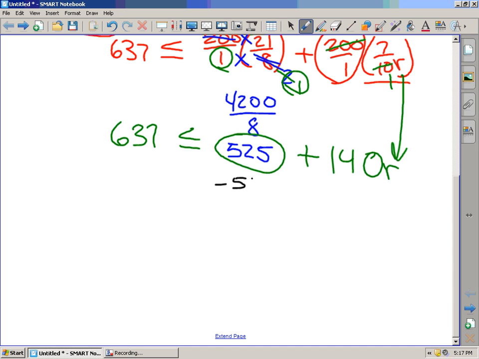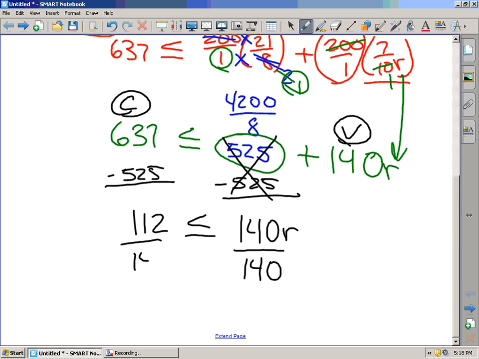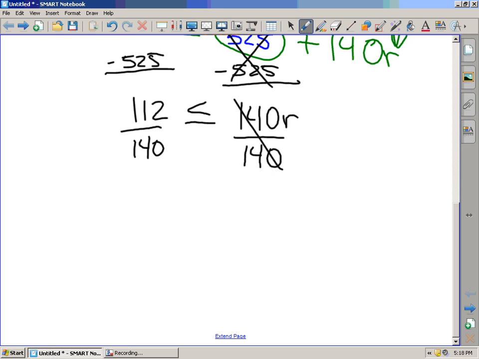So now we have cleared the fractions. So we're going to go ahead and put all of the constants on the left and all of the coefficients with the variables we're going to leave on the right. So on the left side, we take 637 and we subtract 525 and we get 112. On this side, on the right, we're left with 140r. Then we divide each side by 140. And this inequality sign is going to remain the same. It's not going to flip because we never divided or multiplied both sides by a negative number.